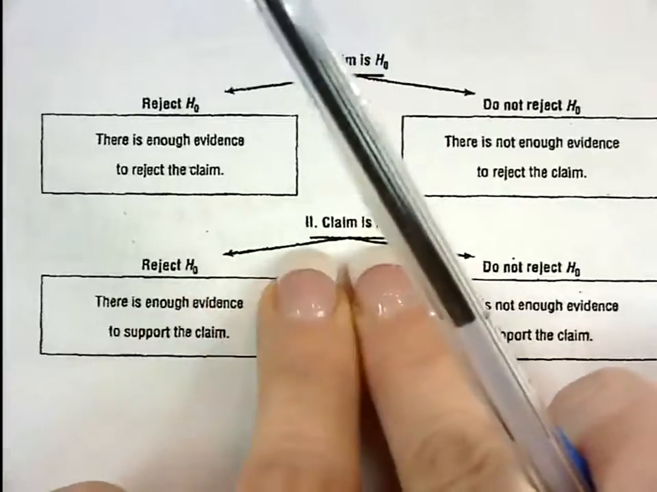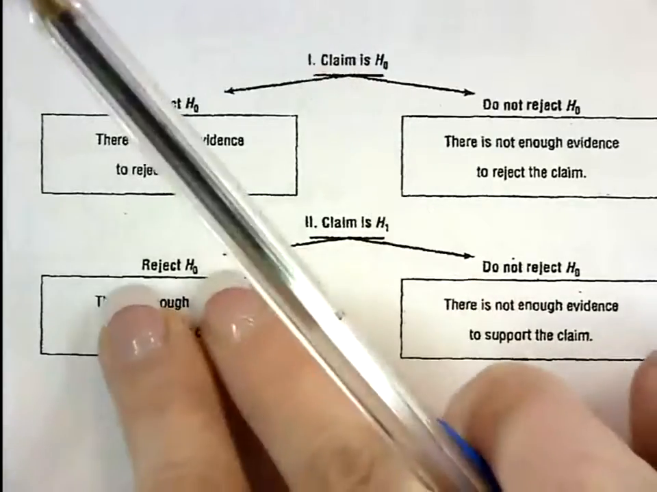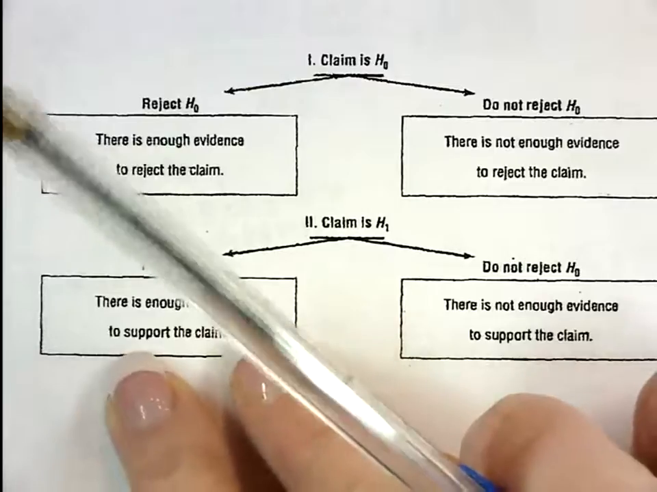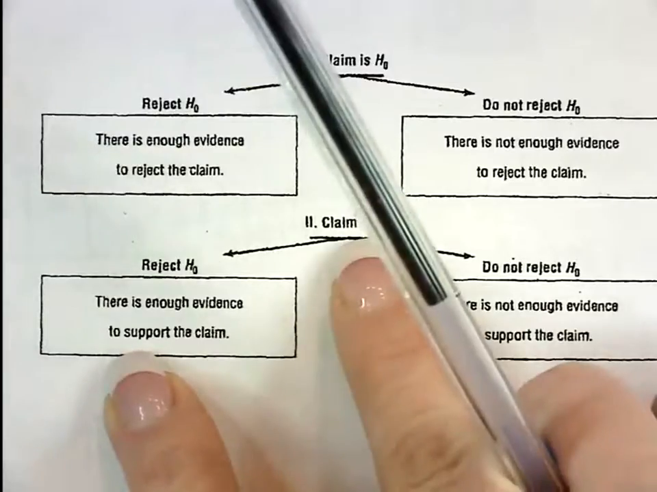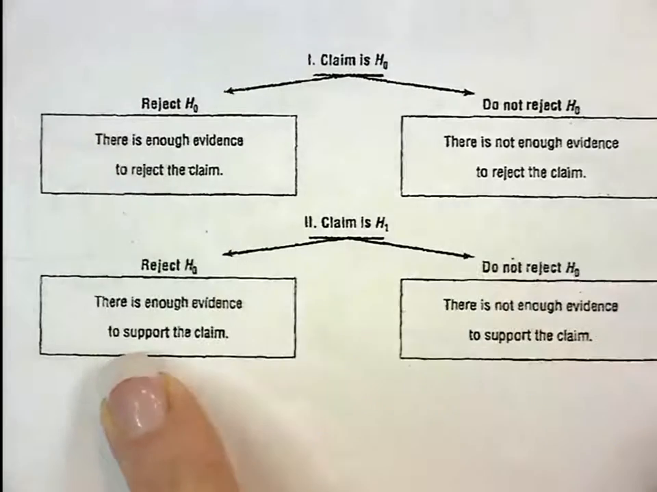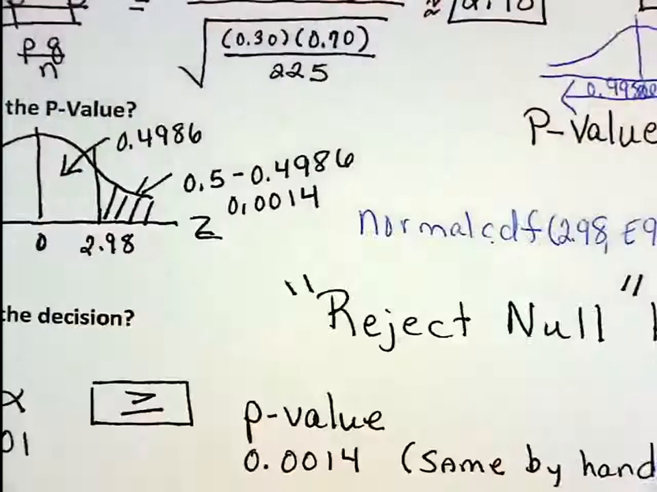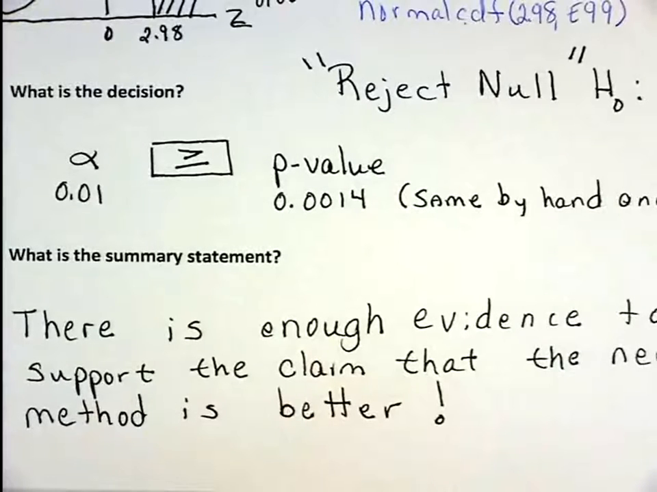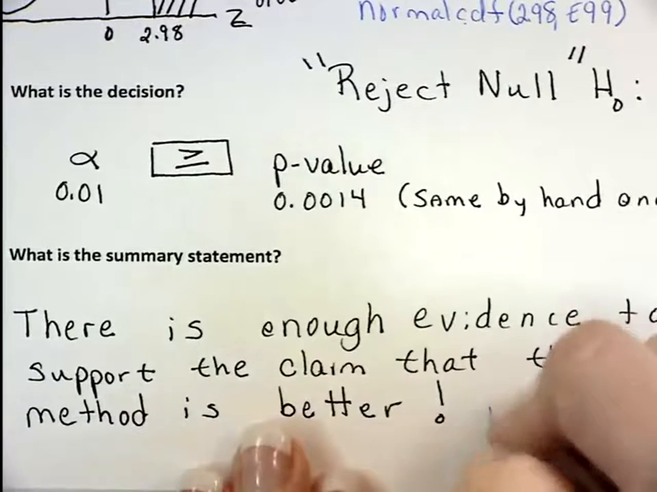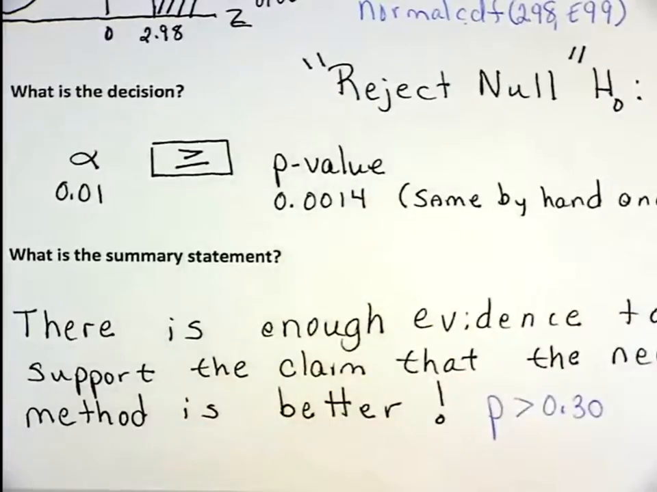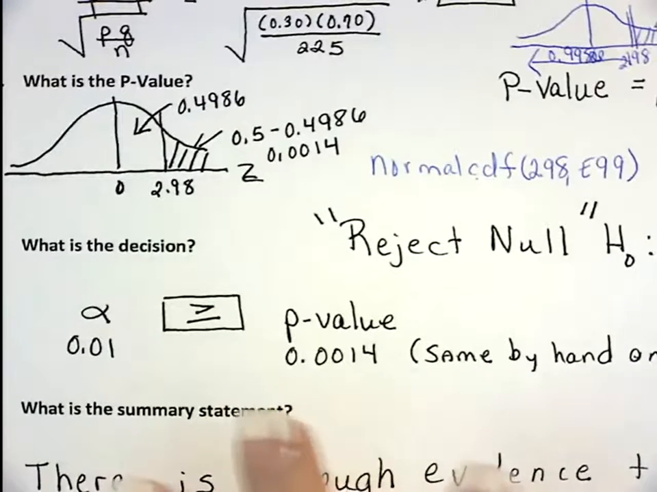So the claim says it's greater than 30%. We reject the null that says less than or equal to 30%. There is enough evidence to support the claim that it's greater than 30%, and that means the new method is better than the old method. And so here's the summary statement. There is enough evidence to support the claim that the new method is better, because that's saying that p is greater than 0.30, greater than 30%.